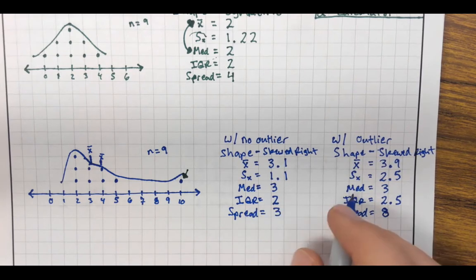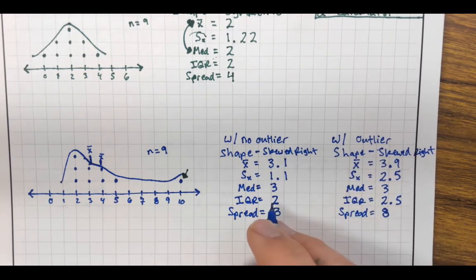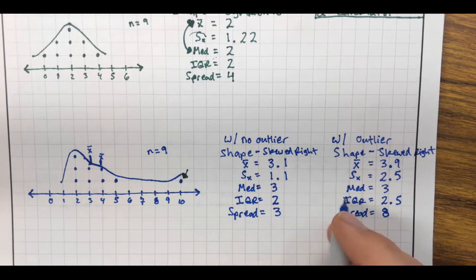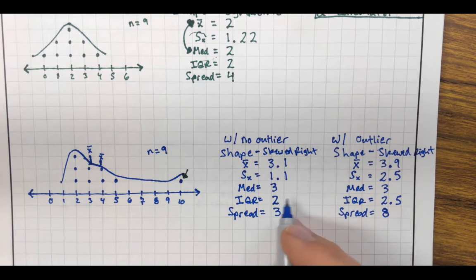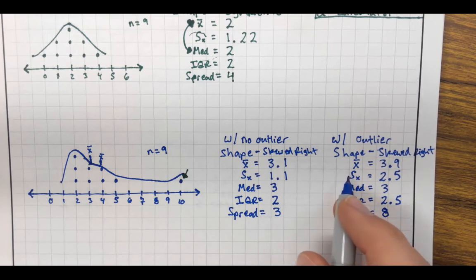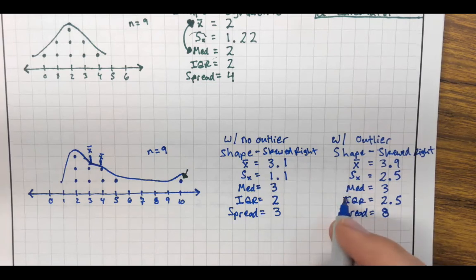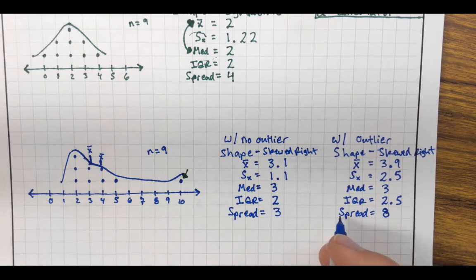Okay, median we've talked about. The interquartile range, it changed. It went up by 0.5. Not a big change though, especially when you compare it to the standard deviation. I mean, standard deviation more than doubled, where this only increased by 25%, right? The spread also more than doubled. So the spread is another measure of variability that is not resistant to outliers. Outliers have a huge effect on the spread or range of a data set.